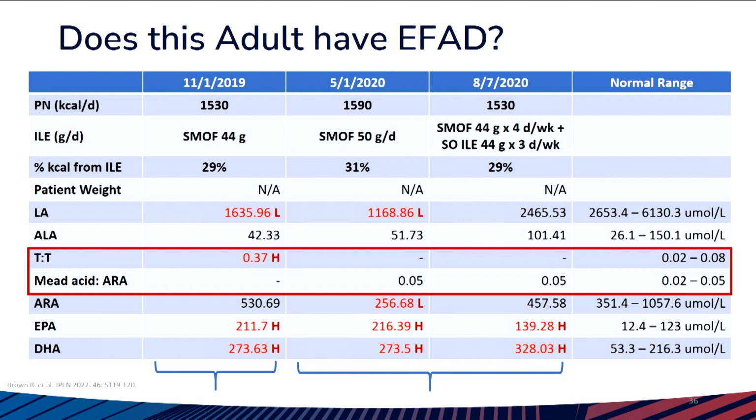So really, is this still EFAD? I lean to no, but without the mead acid levels, it's really hard to truly know what this is, because we need to have all of those. We need to look at all three of those numbers to really determine what is going on. So then they change the regimen again, and you can see everything goes to normal. Now they're happy. But was it really necessary? Is it necessary for them to be on 2 lipids? Maybe, maybe not. I lean towards no, but again, without those mead acid levels, it's really hard to know what I'm actually looking at.